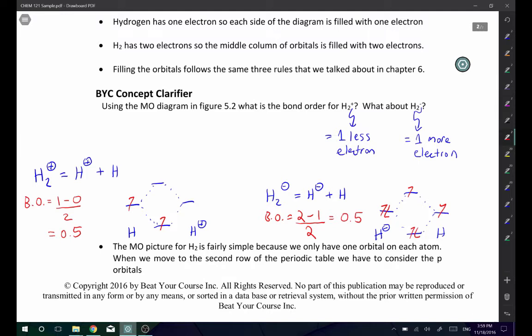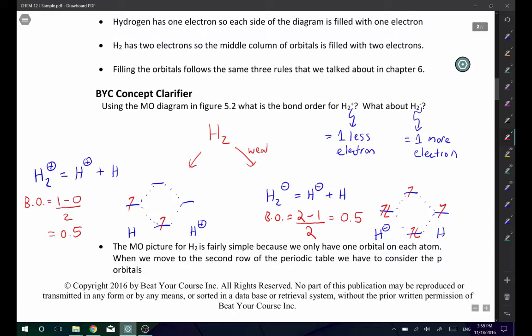So it looks like if you take hydrogen, whether you add an electron or remove an electron, it gets weaker because the bond order is lowering. So that's weaker if you add an electron. And it's also weaker if you remove an electron.